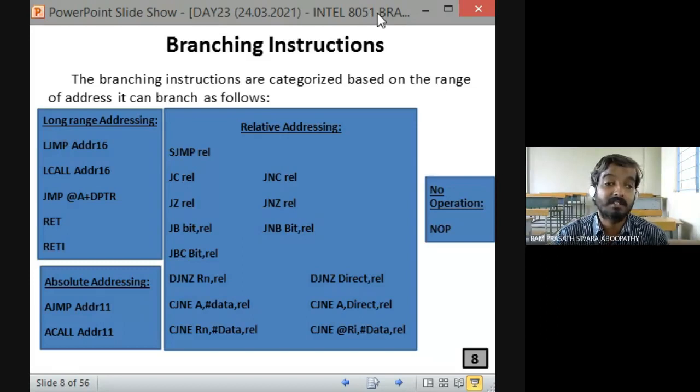So the final instruction is NOP, no operation instruction. So that's all about the branch instruction. Yes, is it clear to everyone? Is it clear to everyone?